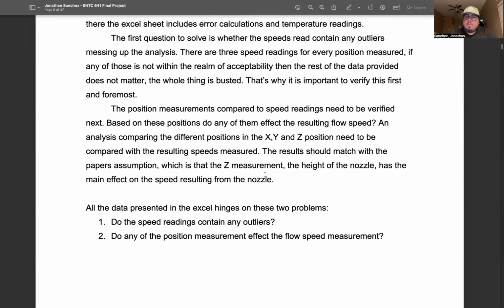And then two, do any of the positions measured affect the flow speed measurement? The speed measurement is very, very critical in this paper. It is what affects the amount of defects that result from this powder bed fusion print. You don't want to go too fast because it'll create a bunch of different problems, but you also don't want to go too slow because that's what makes all these problems pop up. You want to go fast enough to where those problems don't arise, so you want to find a good medium. In order to do so, you really need to know what affects the speed. It gives you three positions, the X, Y, Z position.